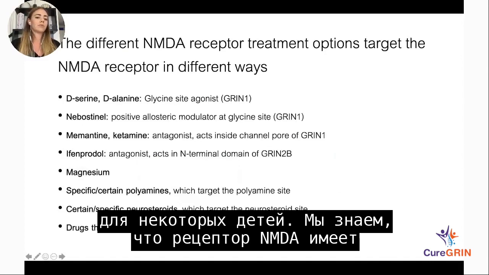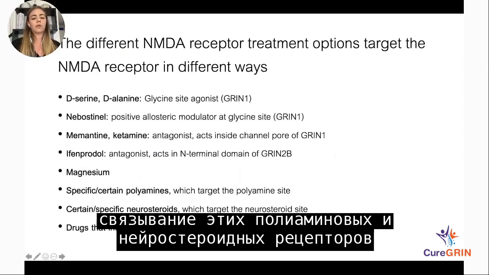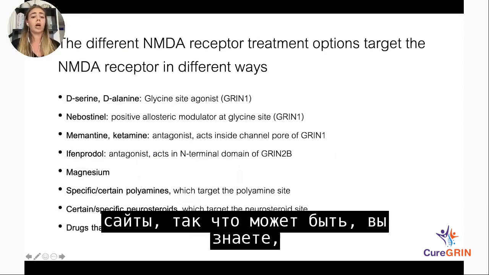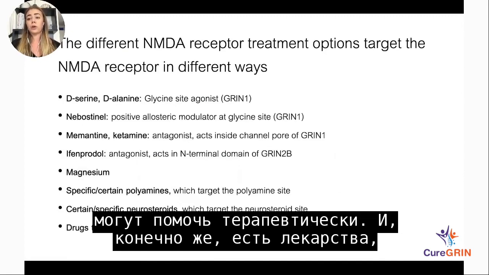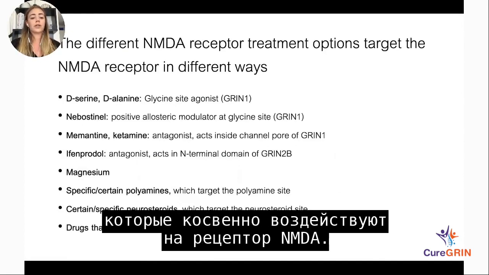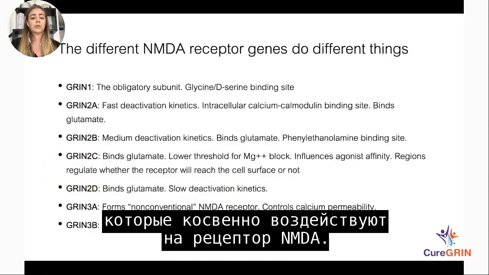We know that the NMDA receptor has these polyamine and neurosteroid receptor binding sites, so it may be that certain polyamines, certain neurosteroids can help therapeutically. And then, of course, there are drugs that indirectly target the NMDA receptor.